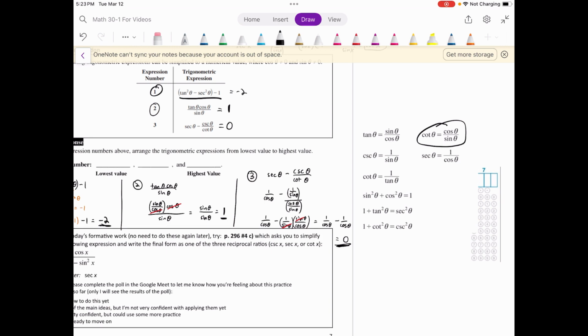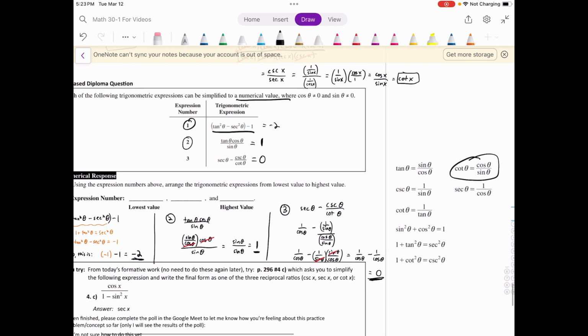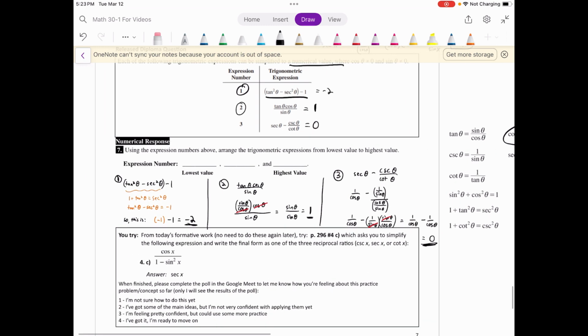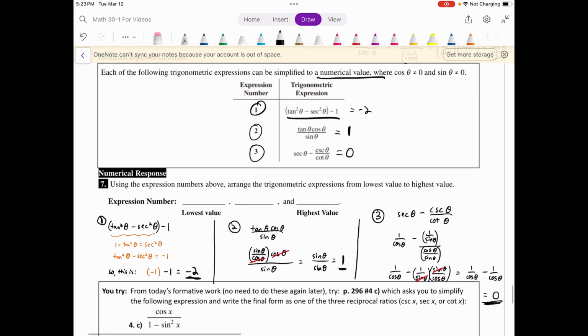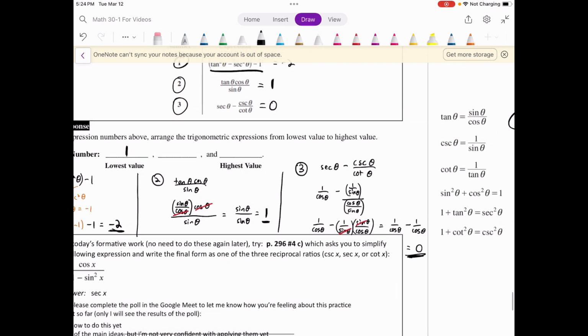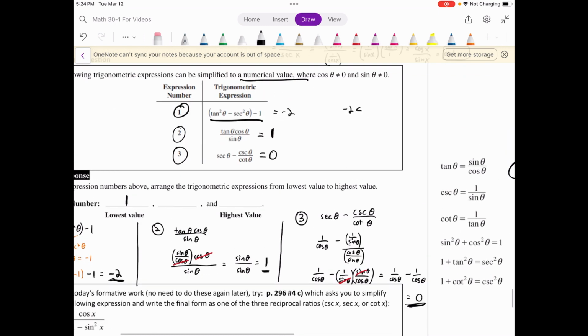All right, so we did it. We're feeling pretty good about this because it said we could simplify them all to a numerical value, and we did. So the first one was equal to -2, the second was +1, and the third was 0. So now it wants us to use those expression numbers to arrange them from lowest value to highest value. So the lowest of these three is -2. That's expression number 1. So we're going to put a 1 here, right? So expression, let's just get our order down here.